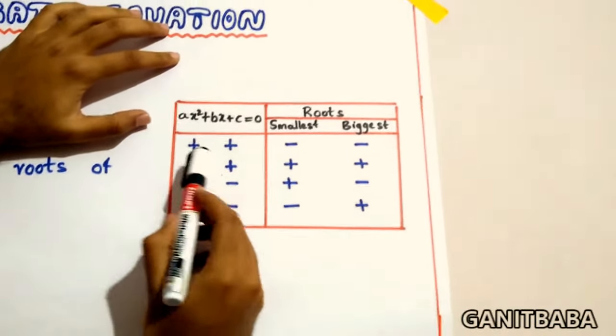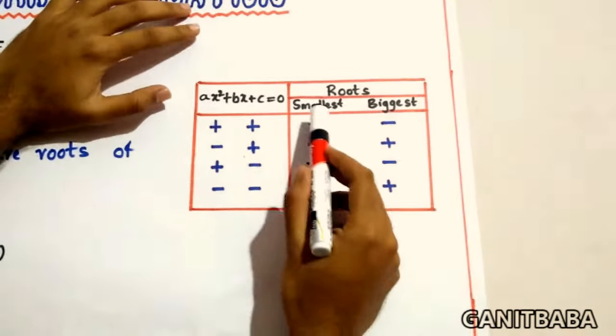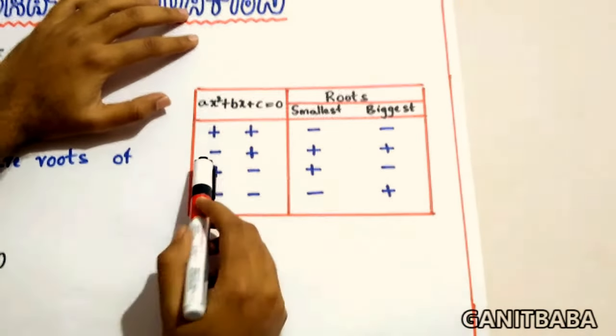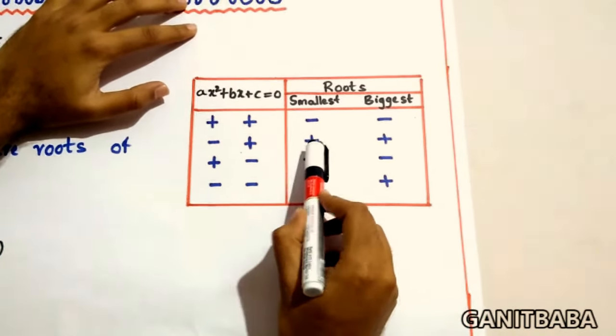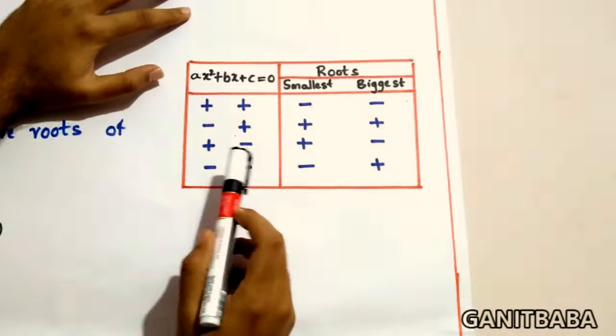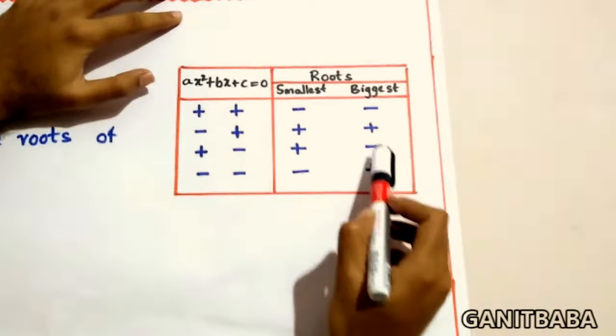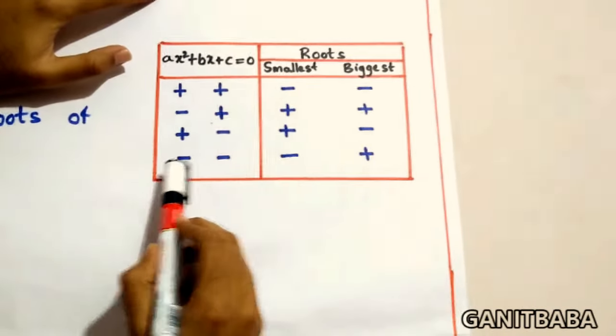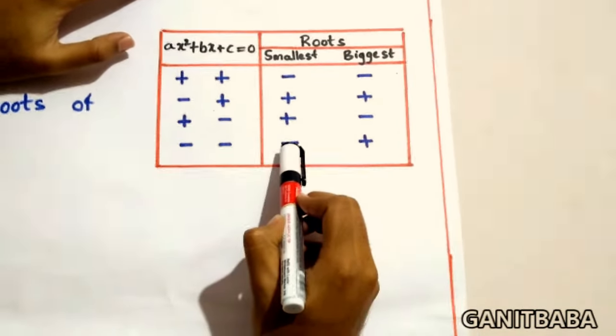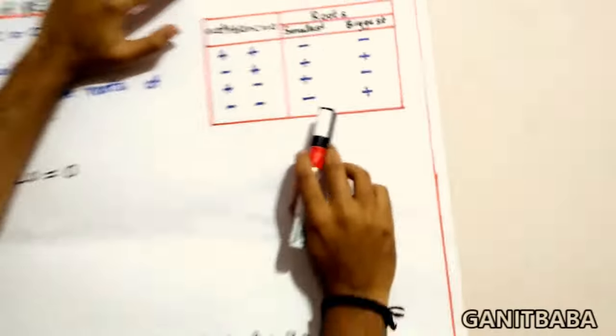So if b and c are plus plus, roots will be minus minus, and if it is minus plus, roots will be plus plus, and if it is plus minus, then roots will be plus minus, that is smallest root will be plus and biggest root will be minus, and if it is minus minus, the smallest root will be minus and biggest root will be plus.